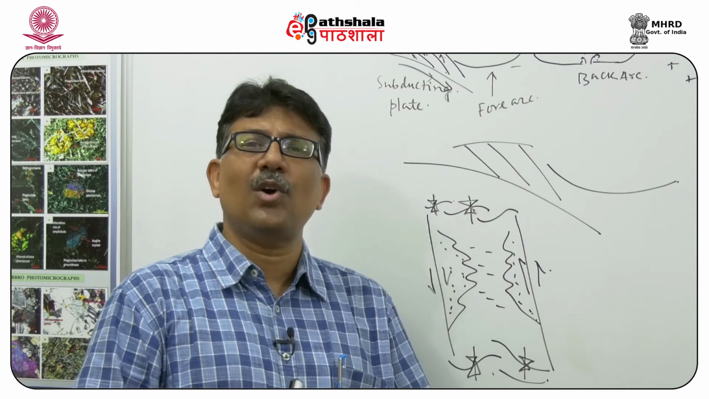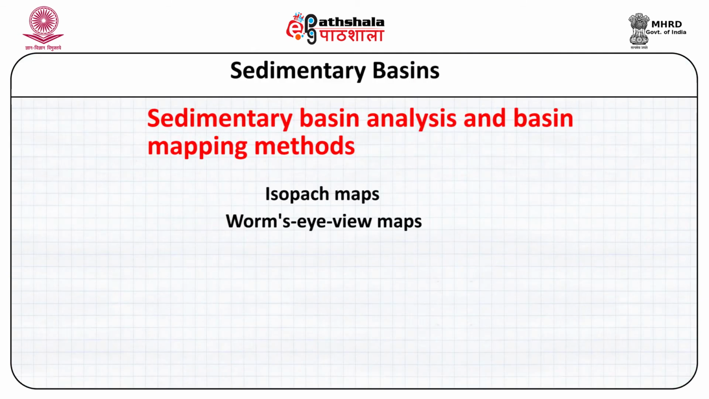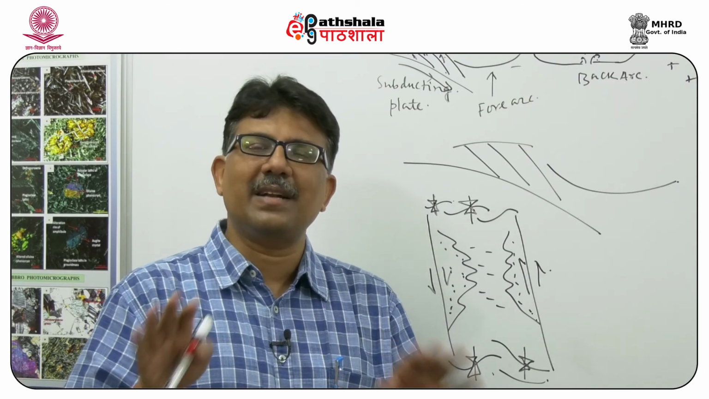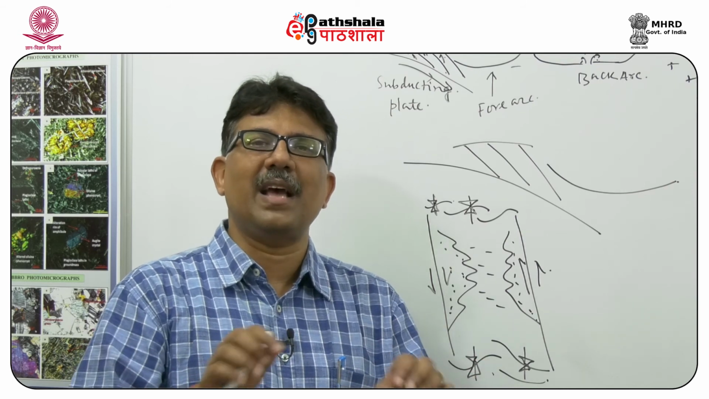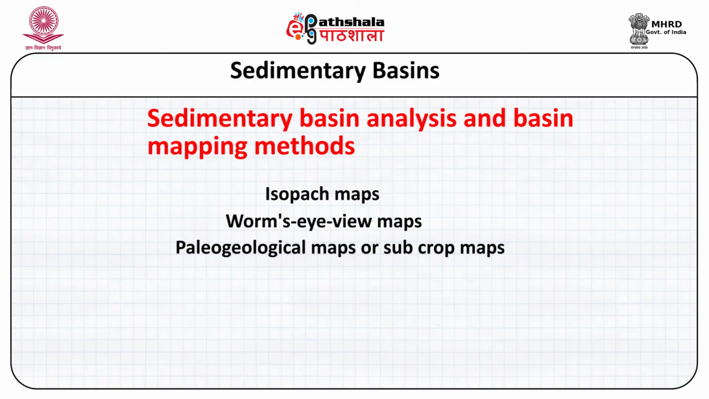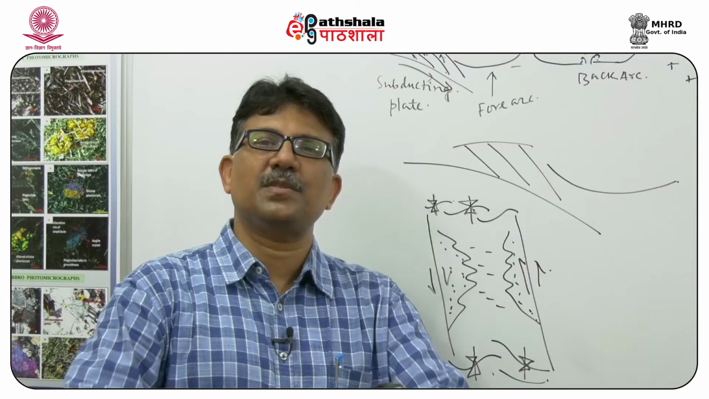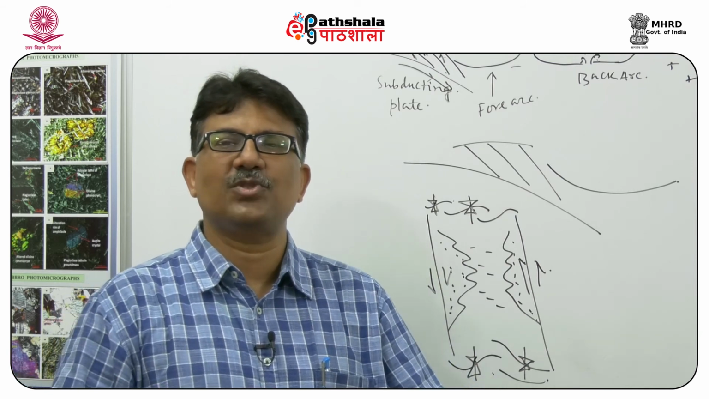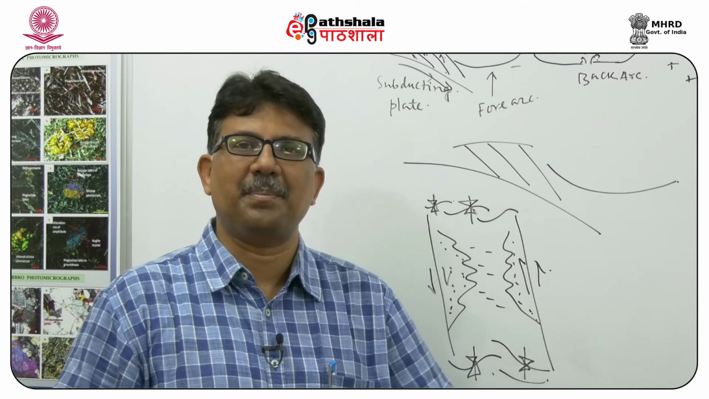We also prepare the worm's eye view map, which is proposed by Mial, that on an unconformity, what is the onlap history of a basin, that onlap history that is mapped, and that we call the worm's eye view map. We also prepare the paleogeographic map, that is the facies map in the space domain, how the different facies that are there in the space domain in a basin, that is also mapped.